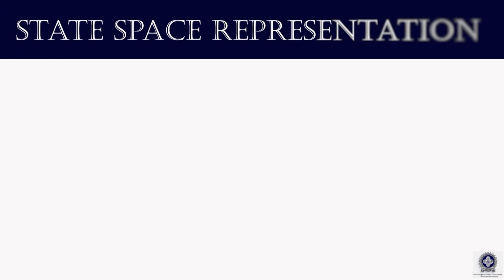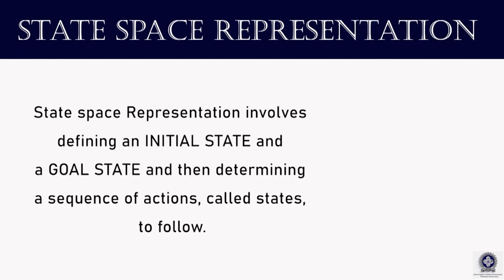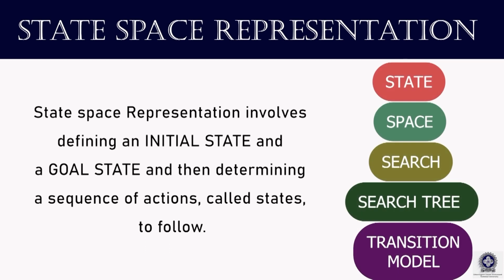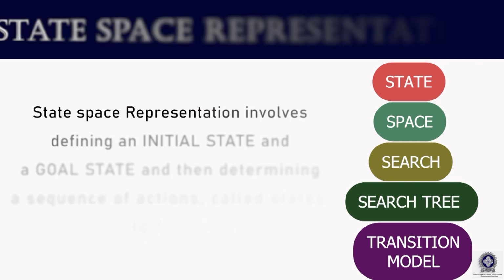So, state space representation. State space representation involves defining an initial state and a goal state and then determining a sequence of actions called states to follow. In this diagram, we have state, space, search, search tree and transition model, where state represents the current state, initial state and the goal state.